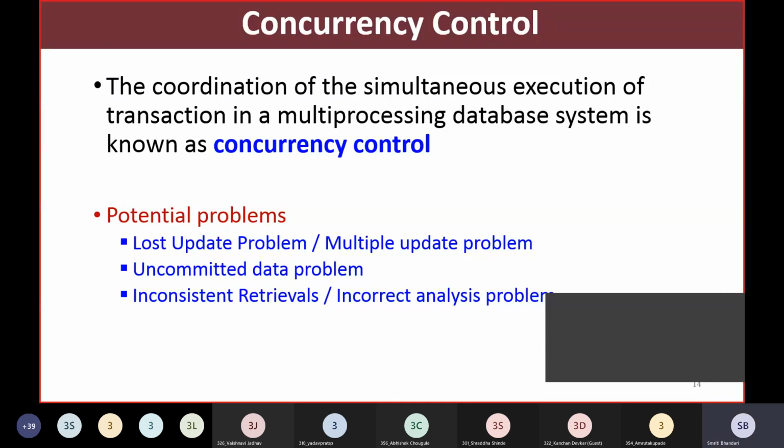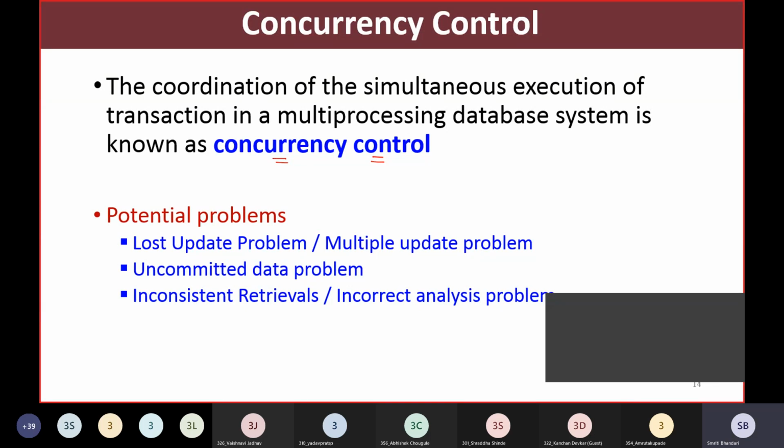So the coordination of the simultaneous execution of transactions in a multiprocessing database system is known as concurrency control. Somehow, in a database management system, the system needs to coordinate the simultaneous or concurrent execution of the transactions. This mechanism, or this process of coordinating the simultaneous execution of transactions, is known as concurrency control.